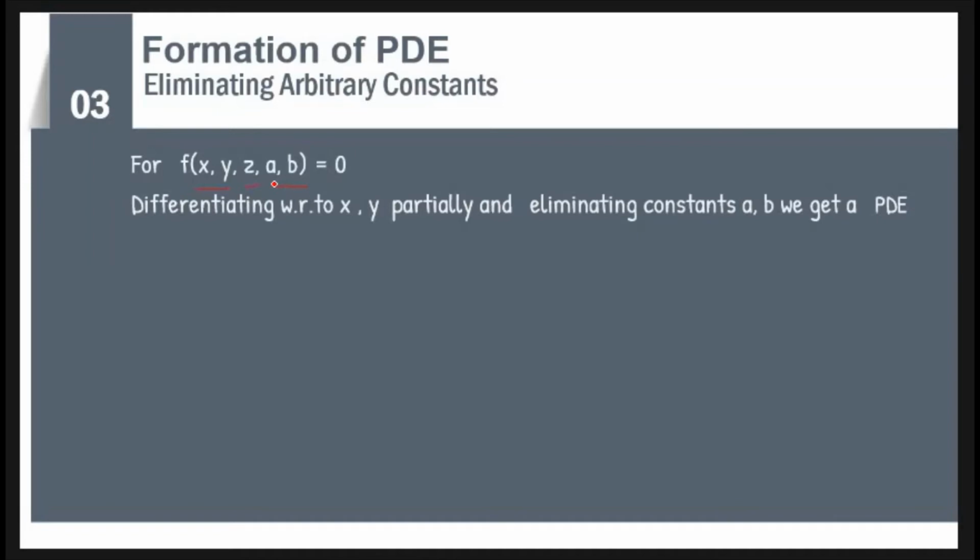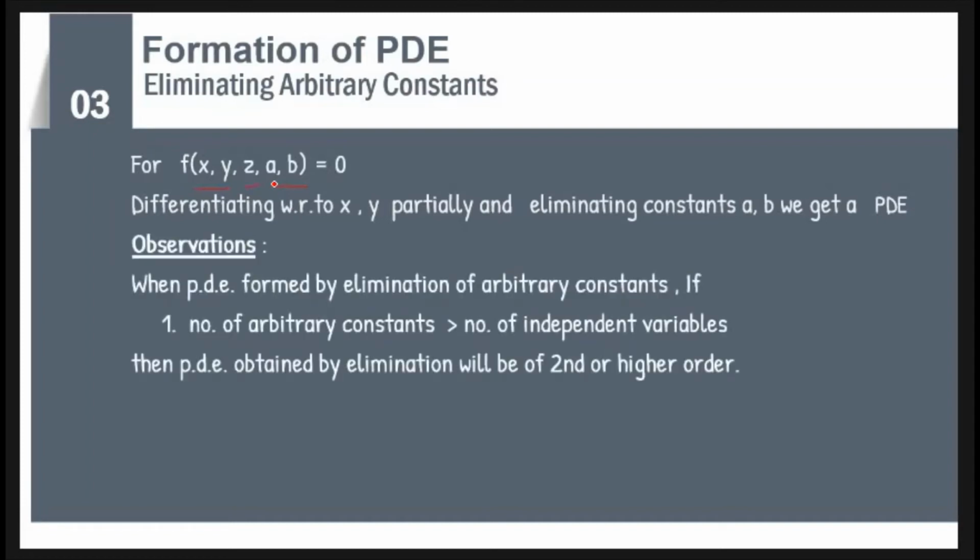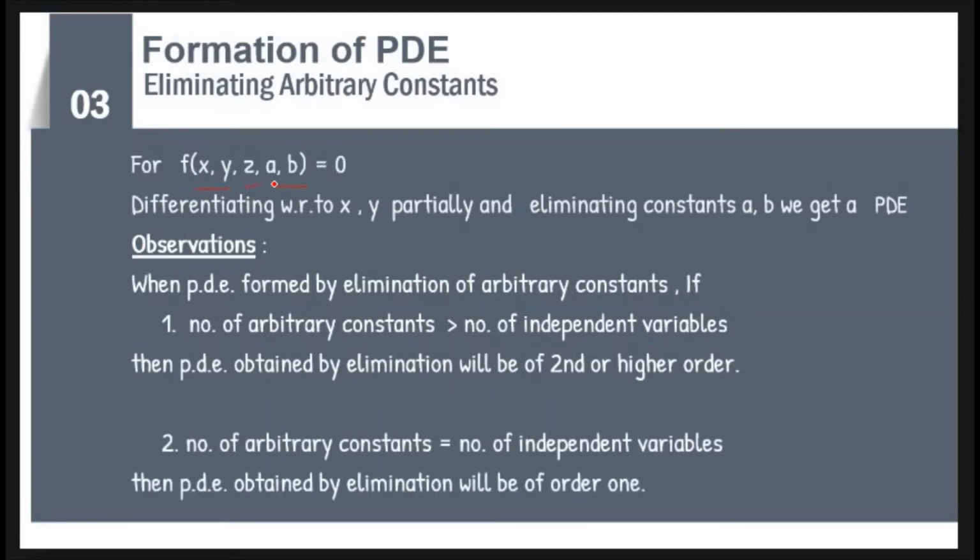Now we have to observe two things when you are differentiating. First you have to count the number of arbitrary constants. If it is greater than the number of independent variables, then the partial differential equation obtained will be a second or higher order differential equation. If both are the same, that is, the number of arbitrary constants is the same as the number of independent variables, then the partial differential equation obtained by elimination will be a first order partial differential equation.